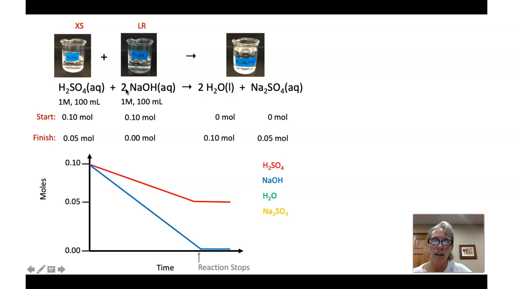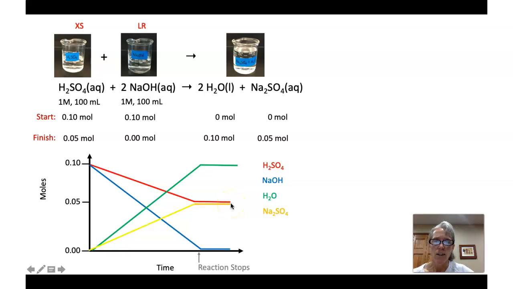Okay, now let's work on the products. We see that we're going to start with 0 moles of water and end up with 0.1. So that's going to go all the way to the top. And notice that the water goes up as much as the base declines. That's because of their 2:2 or 1:1 reaction ratio. And if we focus in on the sodium sulfate, that's only going to go up half as high. So it's going to go up to 0.05.